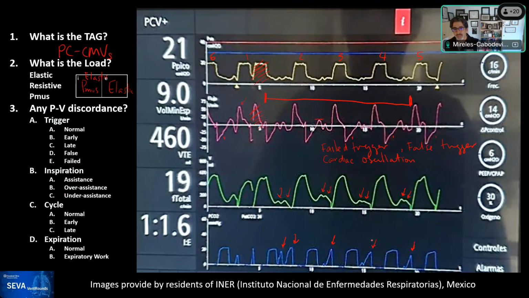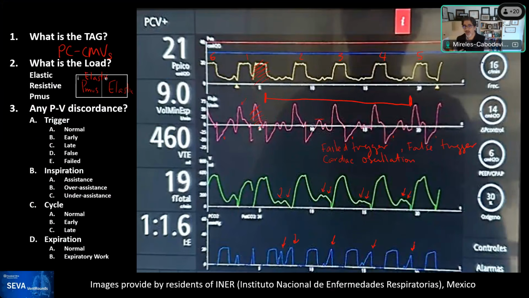So I think that this is one of those interactions that needs a maneuver. And without a maneuver, it's hard to define what's going on with the patient. Obviously, there's two maneuvers, I would say. The first one is to put the hand on the belly of the patient and look at the patient, look at the neck and see if there are accessory muscles. If this is over assistance and these are failed triggers, you should see some evidence of respiratory muscle activation.